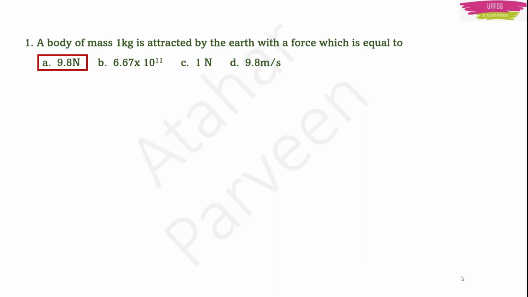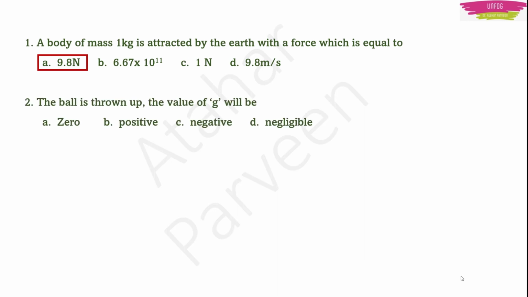Just tick the option which is having 9.8 newtons. Okay. Next question. The ball is thrown up. The value of g will be, small g means acceleration due to gravity, right?